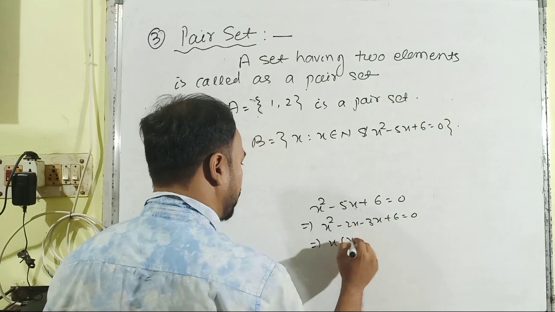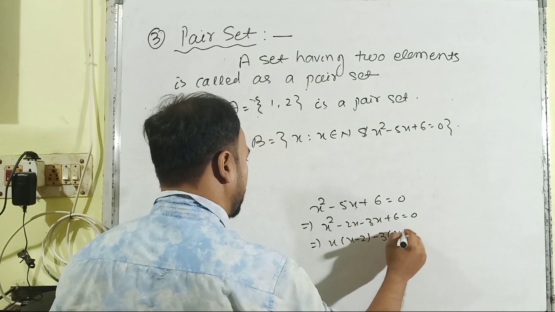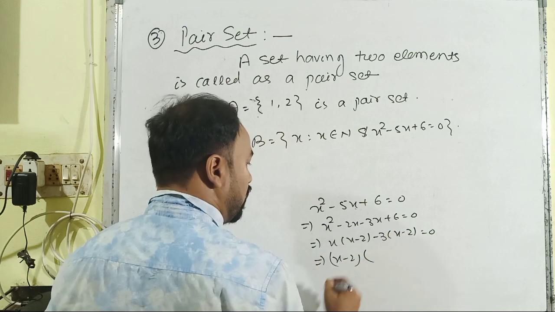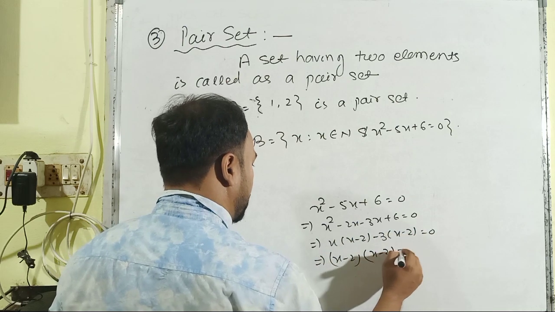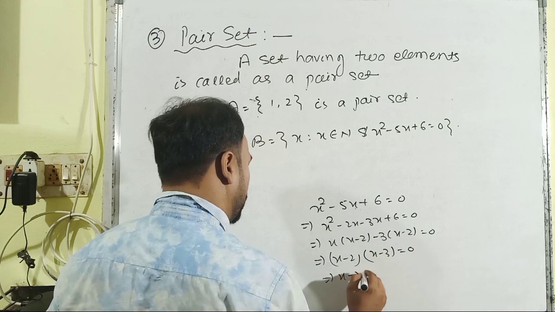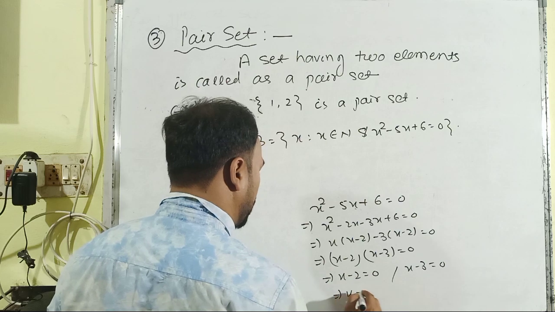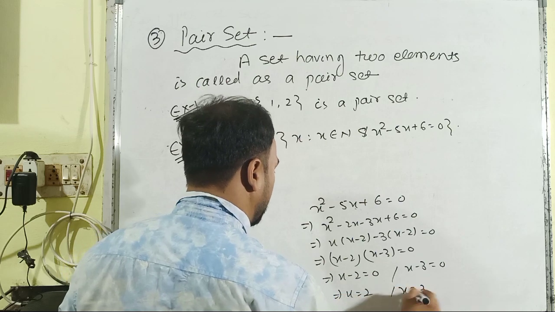That means it is x(x − 2) − 3(x − 2) = 0. Then it is the multiplication of (x − 2) and (x − 3) equal to 0. That means x − 2 = 0 or x − 3 = 0. That means x = 2 or x = 3.